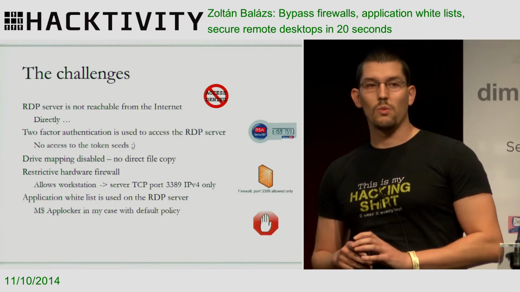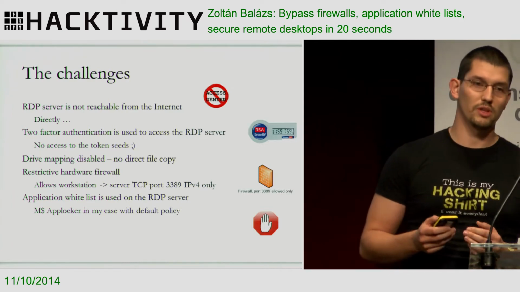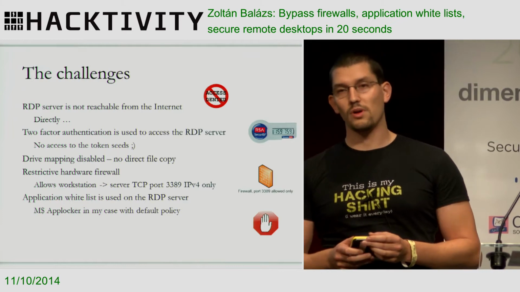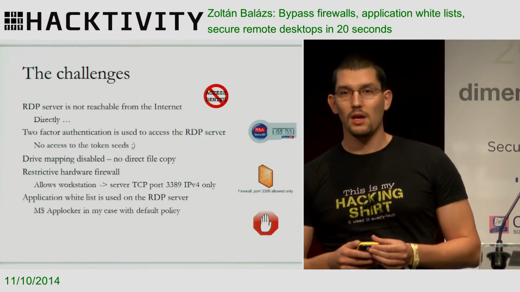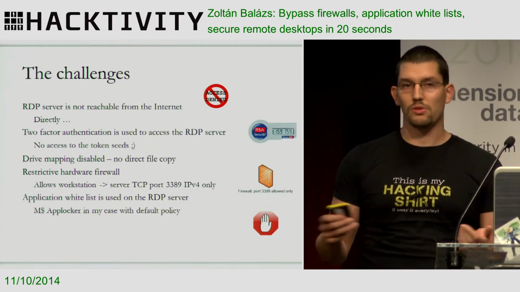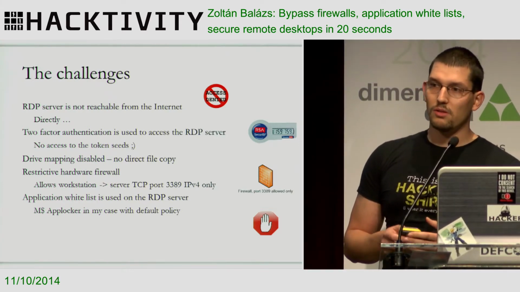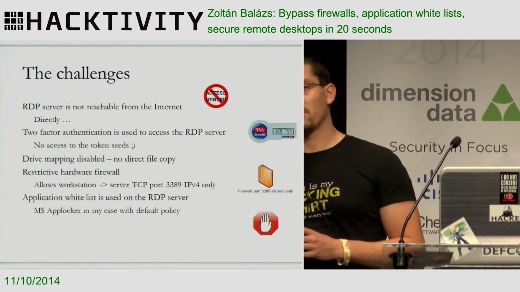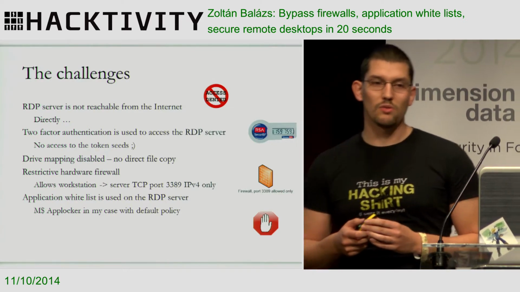Imagine a scenario where the RDP server is not directly reachable from the internet. On top of that, there is some two-factor authentication used to access this RDP server. And this means that even if I can steal the password, I won't be able to log in because I don't have access to the token seeds. On the other hand, the drive mapping is disabled between the clients and the remote desktop server. There is no direct file copy between the servers.